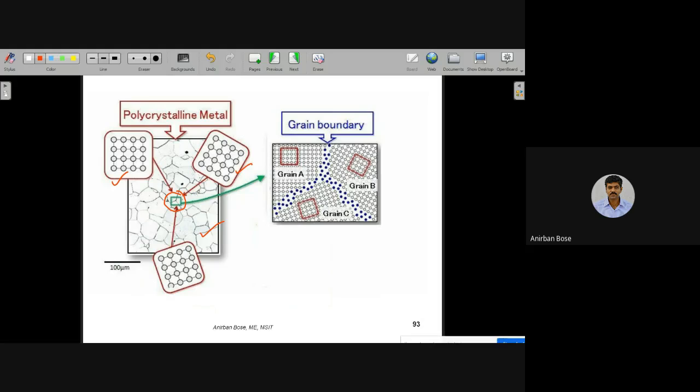So the different orientations have been shown in different parts, and when they are meeting, this is the region where the defects occur. So remember, this is not a line defect. This is a surface defect that you have to remember. Okay.